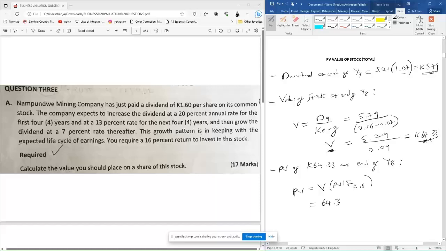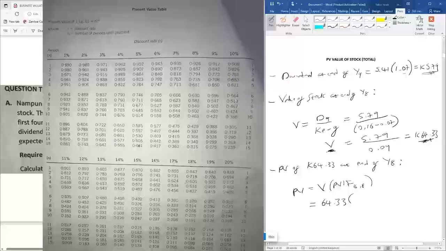64 kwacha 33 ngwe. And then our present value interest factor is going to be what? So on our table, we're going to go down to 16%, right? We're going to go down to 16%, and then at 16%, we're going to go down to year 8. So on our present value interest factor table, not for the annuity, but the one for the present value interest factor table. So 16% down to period 8 or year 8, because remember we are discounting what?